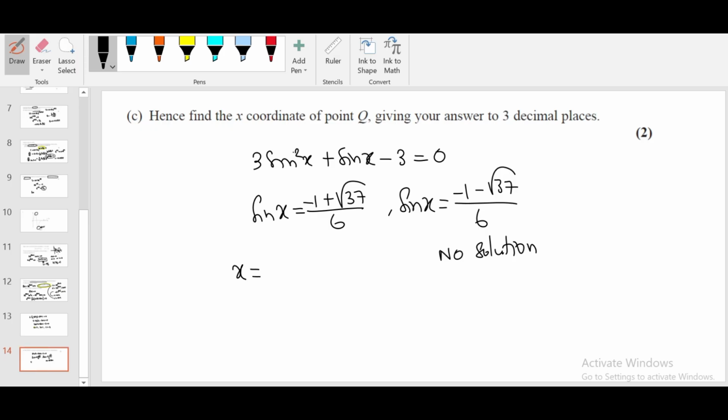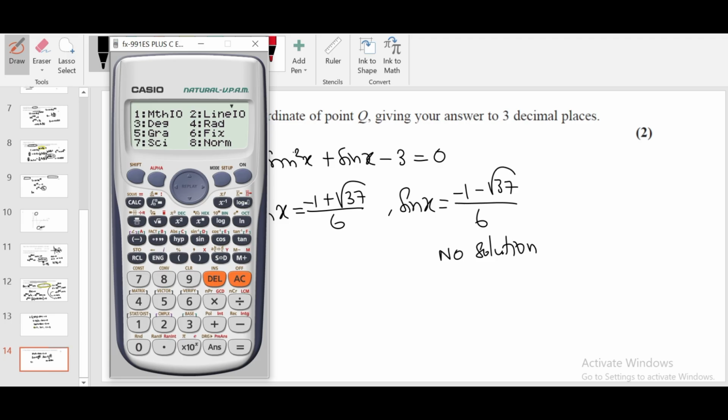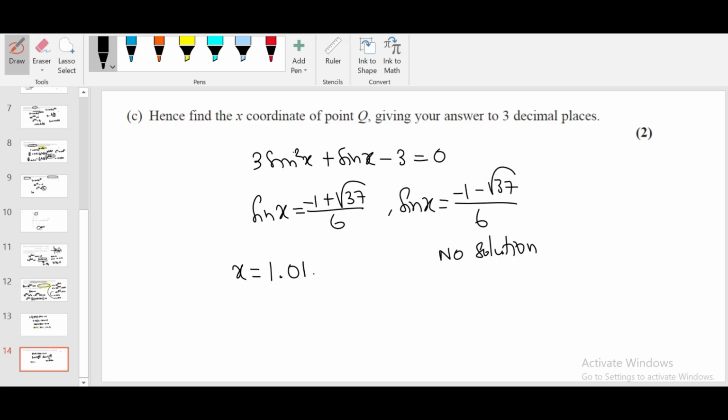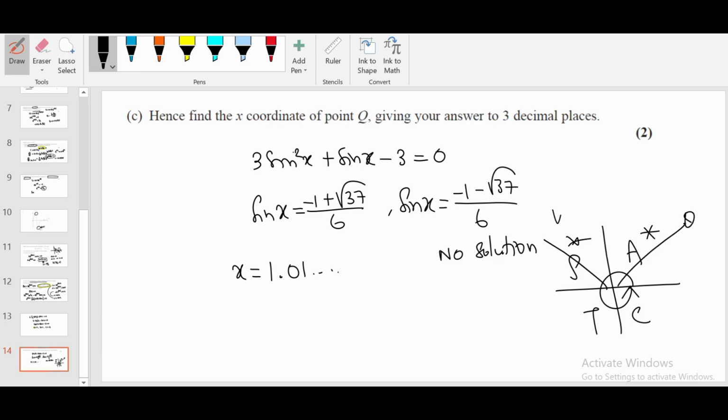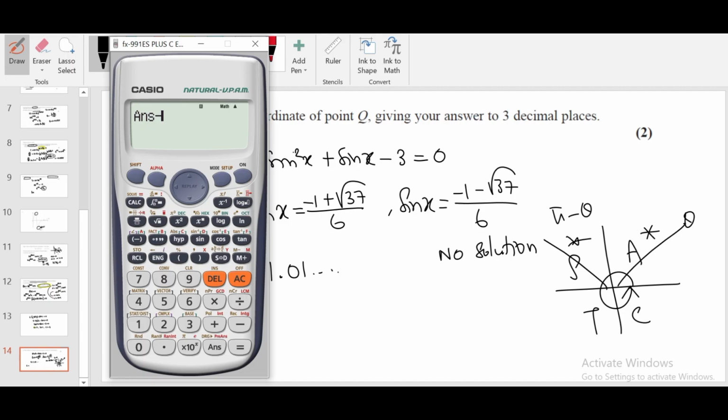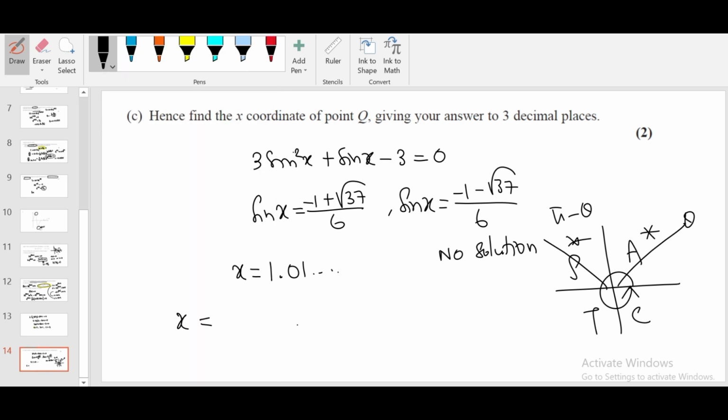First find the principal value, sine inverse of this. I'm going to use radian mode. Sine inverse of minus 1 plus square root of 37 divided by 6. Okay, you see 1.01 whatever the value, that's a principal value. Use the ASTC diagram. Sine would be positive here and here. So here it's theta, here it's pi minus theta. Pi minus theta is the second solution. So you need to subtract this value from pi. They want the answer to two decimal places, so it's 2.131. That's the x coordinate of the point Q.